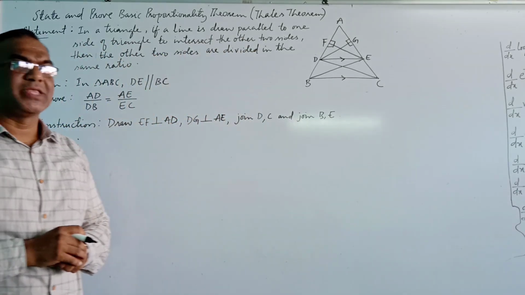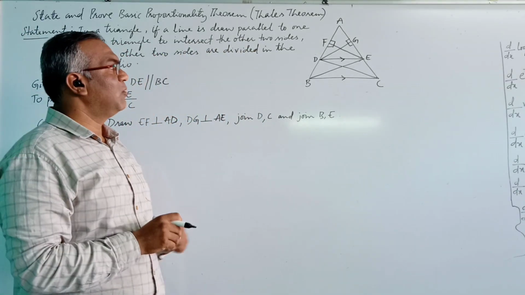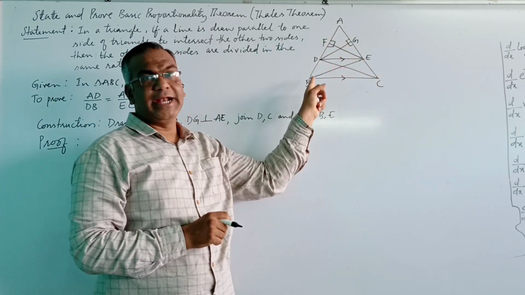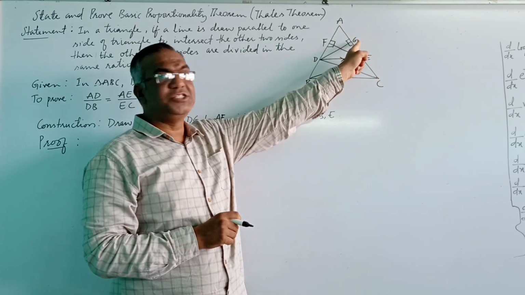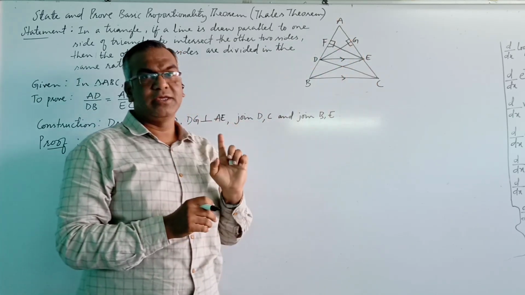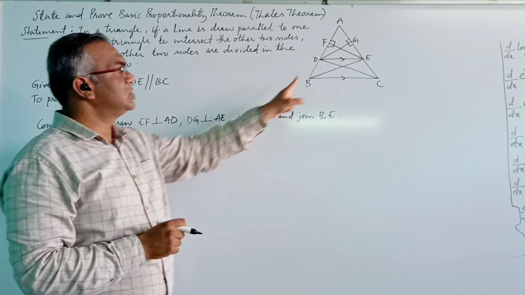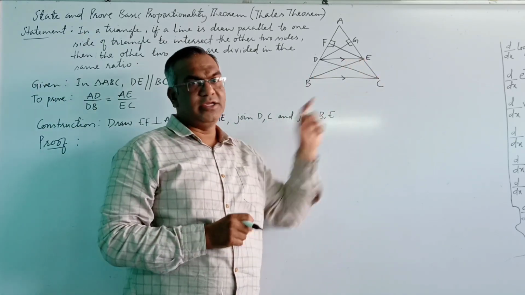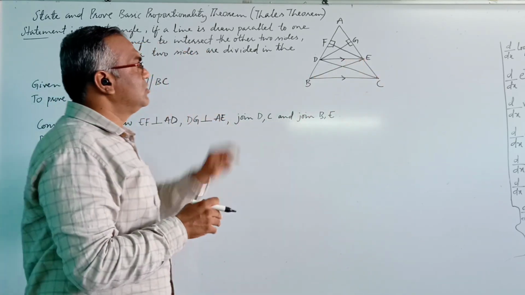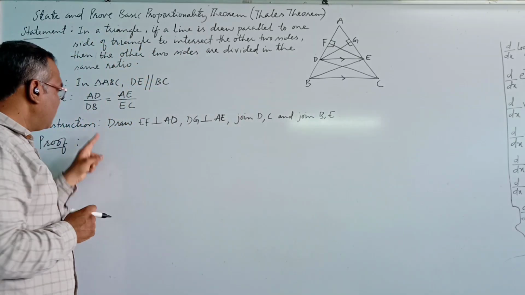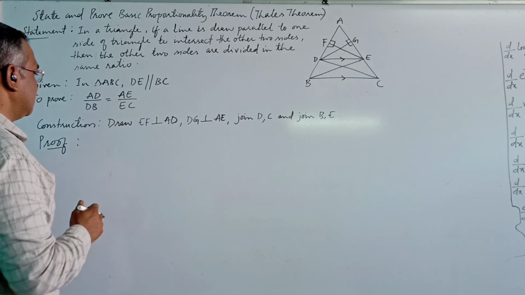This is the construction we did. What we did? We drew EF perpendicular to AD. We drew DG perpendicular to AE. And then join the points D and C. Also join the points B and E. So this is the construction, right? Now let's prove.